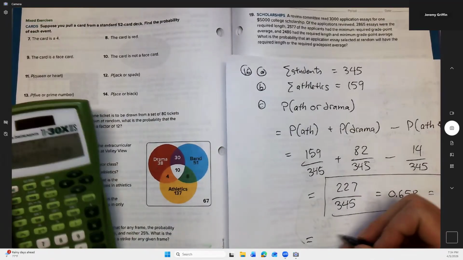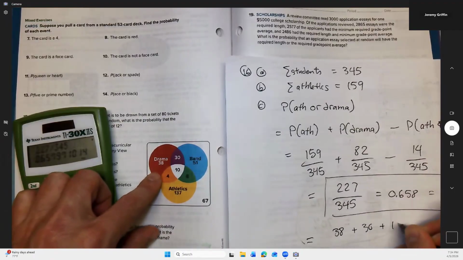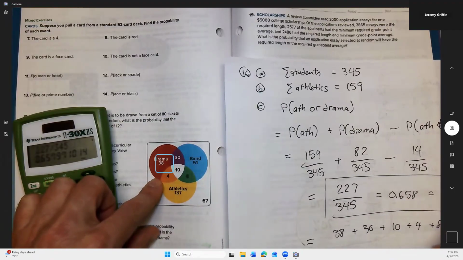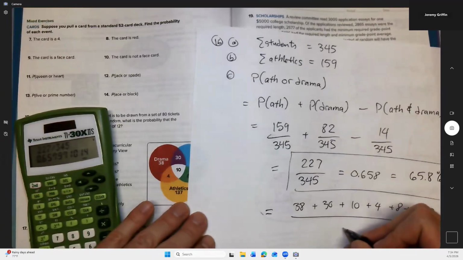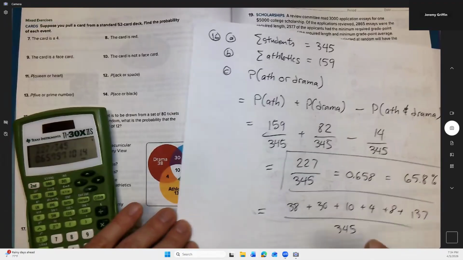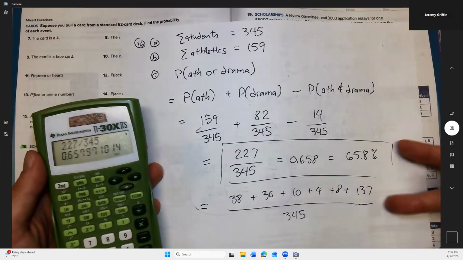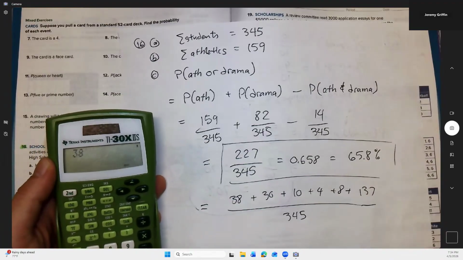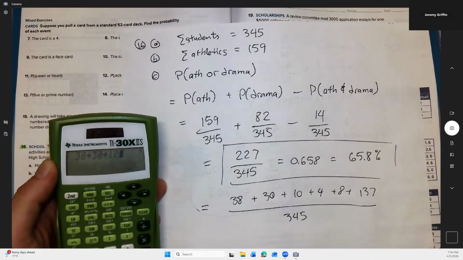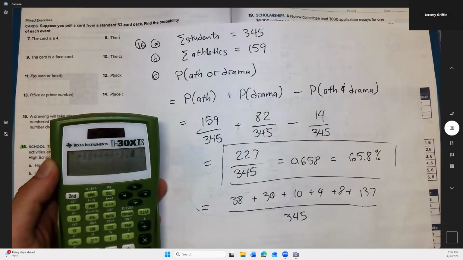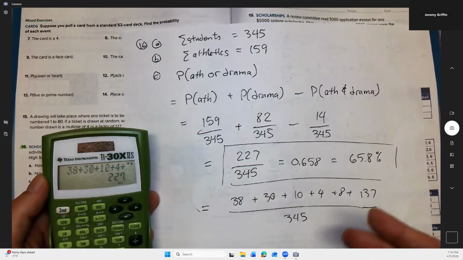So that's 38 plus 30, 10, 4, 8, and 137. Okay, now there's still 345 total. Let's say they get the same thing. This should be the same thing. Let's see if it is. So it's 38, 30, 10, 4, 8, 137. Yeah, it's exactly the same thing. Exactly the same thing. Okay.